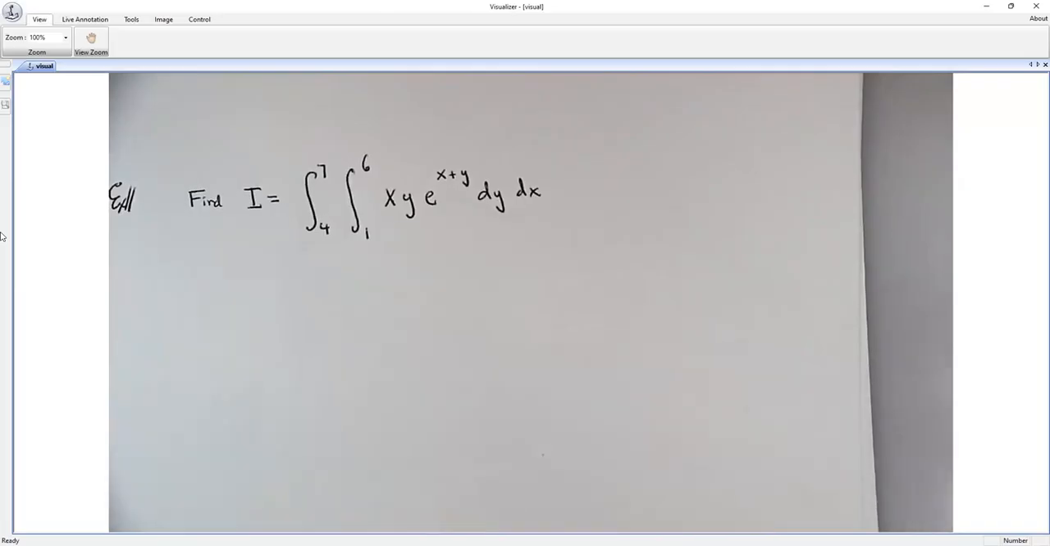So do this one. Calculate it. What is the integral from 4 to 7 of the integral from 1 to 6 of x times y times e to the x plus y dy dx?